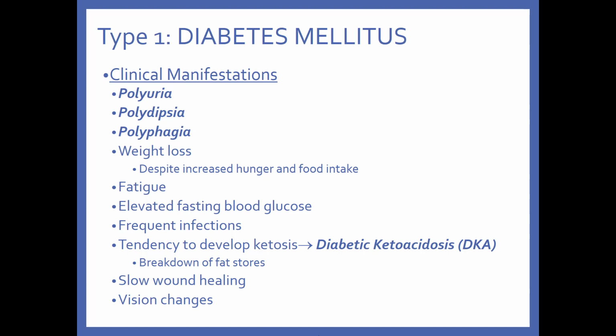Their fasting blood sugar is going to be significantly elevated. They're going to be at a higher risk for infections because when we have high sugar levels, bacteria tend to want to grow there. A tendency to develop ketosis or that ketoacidosis, as I mentioned, which is breakdown of fat stores along with protein in the body. Slow wound healing and vision changes, those directly correlate to the vascular issues that occur with diabetes. So with the slowed wound healing, that's due to the effects of peripheral vascular disease, or PVD, and then vision changes directly correlated to retinopathy, diabetic retinopathy that happens with this disease.